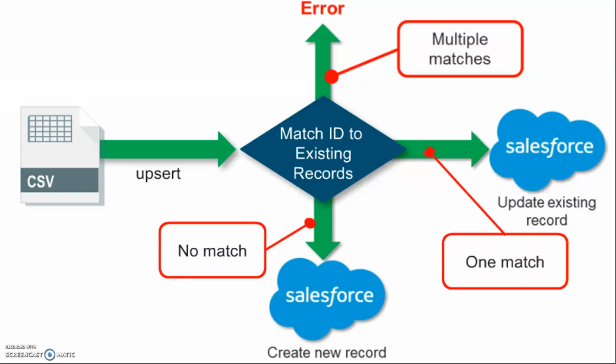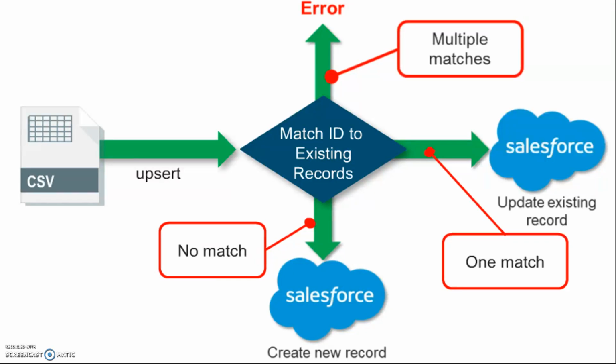Let's walk through this diagram. On the left, we start with our CSV file. Again, this is the data from the external system. It may be coming from an ERP, a legacy database, or perhaps a trade show. Then, using the data loader tool of your choice, we'll do the upsert operation. When Salesforce receives the data, you will have told it what external ID field to use for the matching.